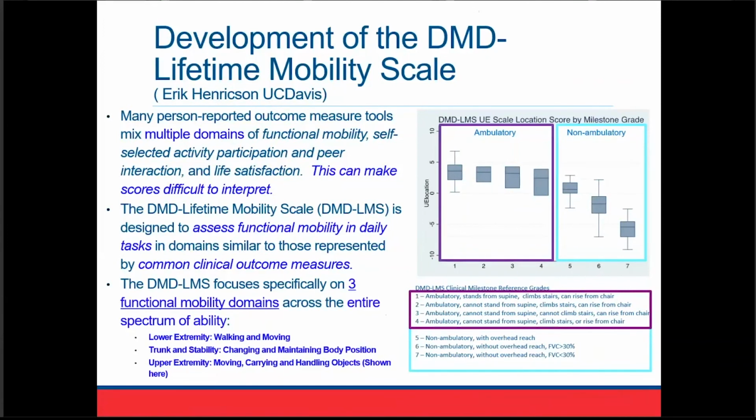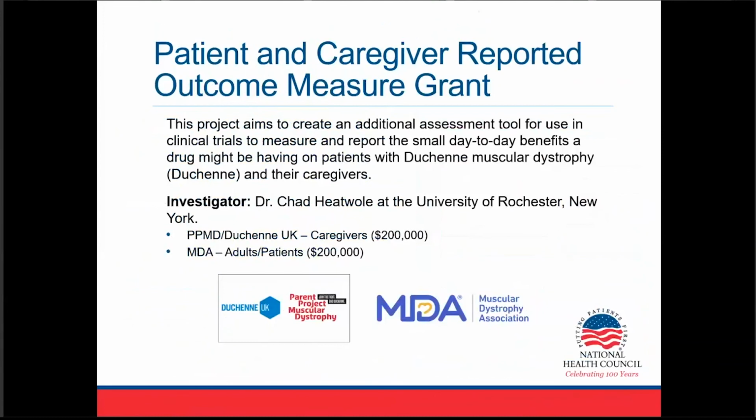So the next slide is the other project we're supporting right now, with Chad Heapwall, who's developing a health index that is based on both quality of life and function. Chad has already done work in the muscular dystrophies. He's done work in myotonic, and he's had the PROs qualified and validated.